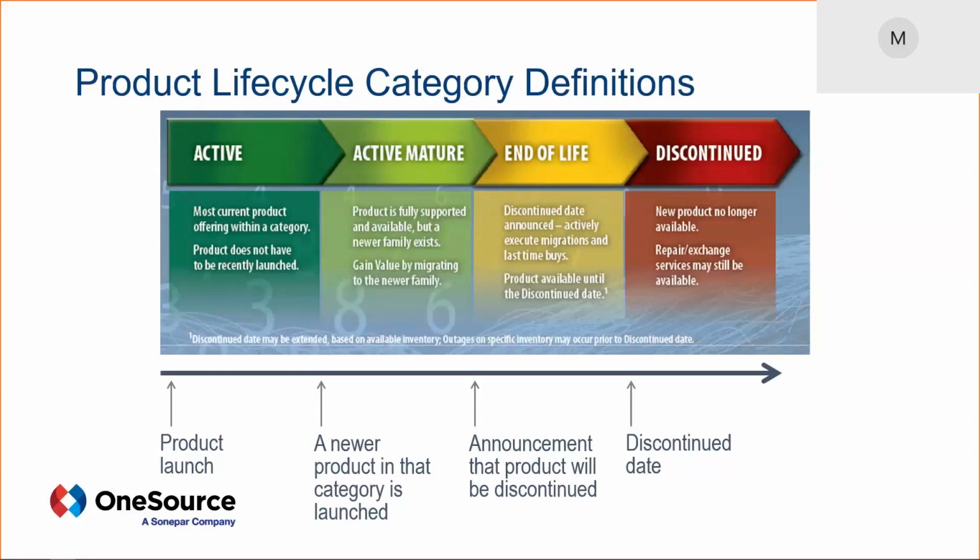Active mature: this product is fully supported and available, but a newer family exists. Gain value by migrating to newer families. For instance, this would refer to the 5370 CompactLogix, where the newer version is the 5380s. They're still active, still available, still fully supported, but there's a newer version available. And then the third category is end of life: discontinued date announced, actively executing migrations, and last time buys. This is the point when the price starts to go up and the availability starts to go down. So just keep that in mind.